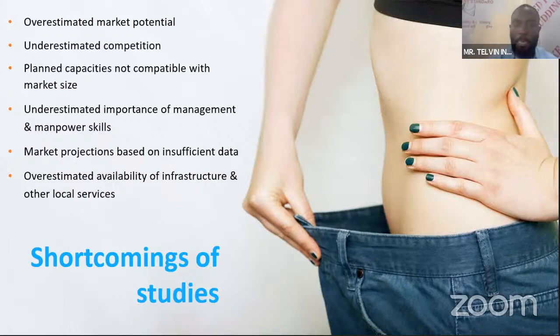Then planned capacities. The capacity that you plan for your proposed idea may not be compatible with the market size. For instance, you want to start selling a particular product, and the market size of your product may not be that big. You want to start with 5,000 units of your product, and your market size can only get up to 1,000 in a year, but you have produced 5,000 and it expires in 10 months. If you do that, sometimes it will give your feasibility study a shortcoming. So when you are planning your market size, your capacities should always be compatible.